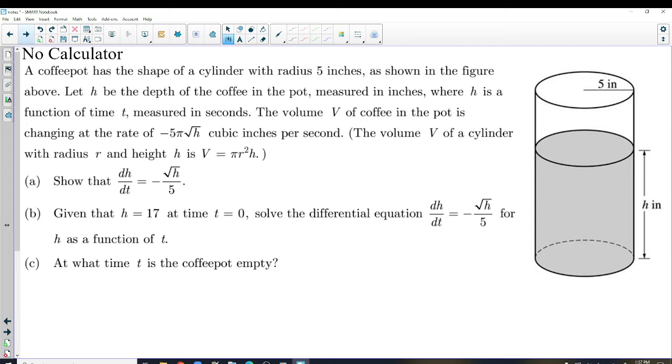So this is the same, since the radius is always 5. So we get negative h, negative square root h. Do that wrong.